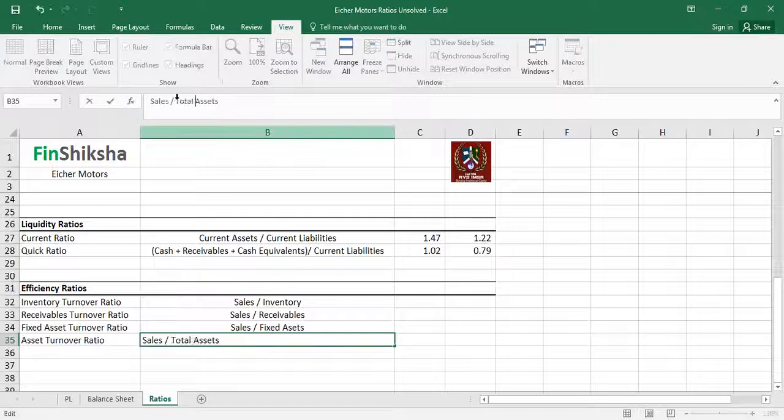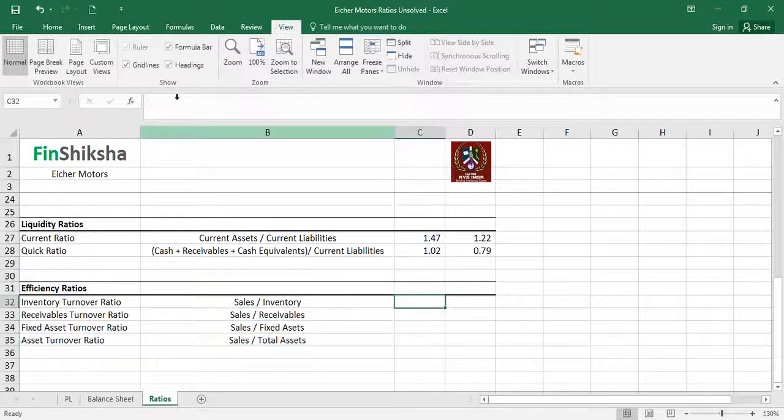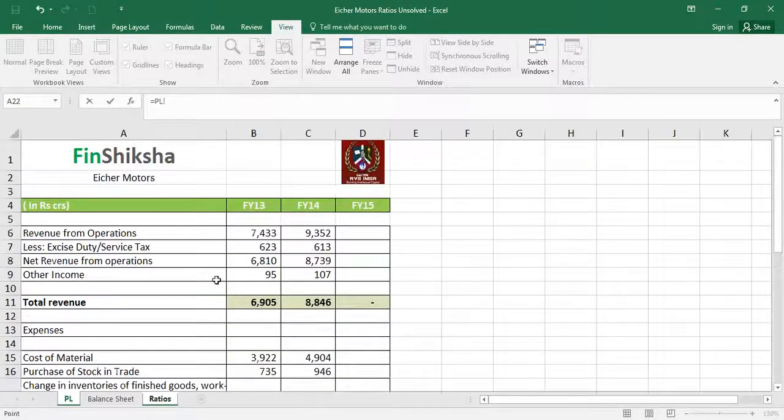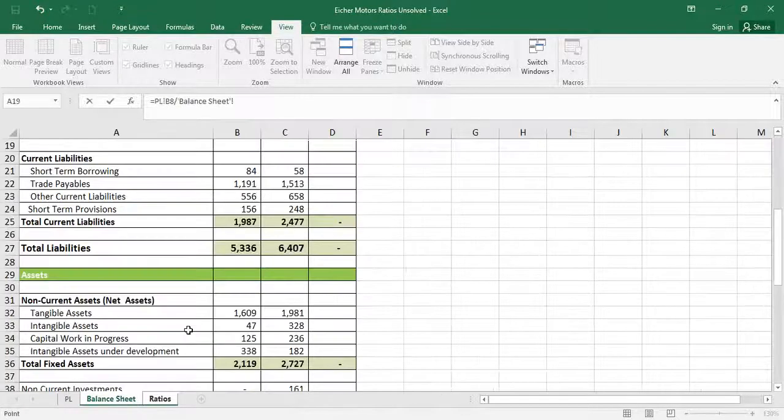So we use sales by total assets. These are the numbers that we are looking at. Again, this will be times. So how many times does the company turn its inventory, right? We use net sales now, only net sales from operations divided by the inventory number.